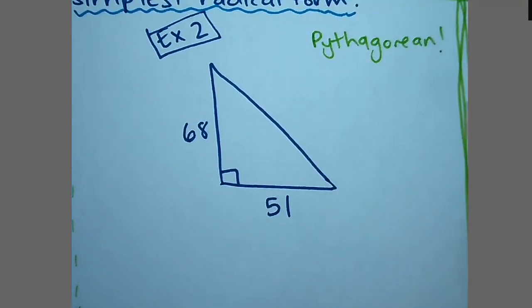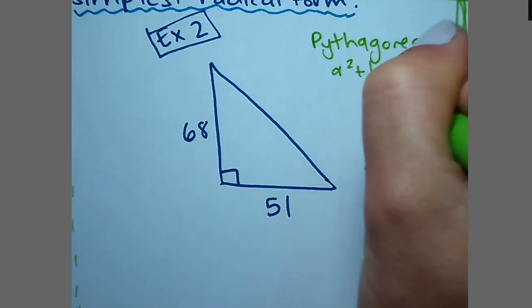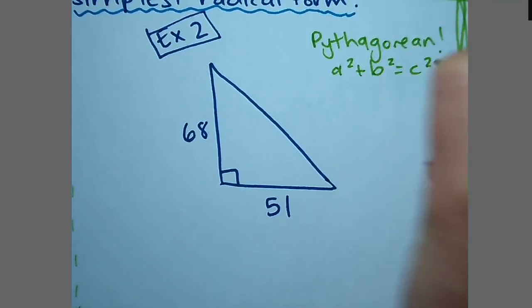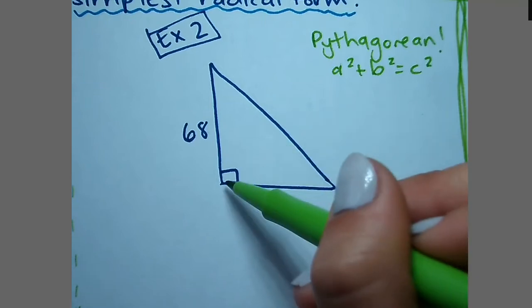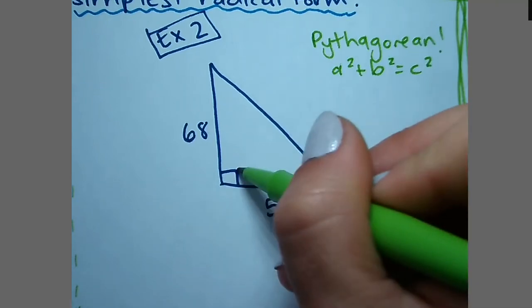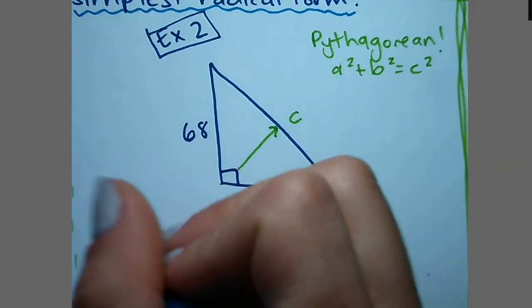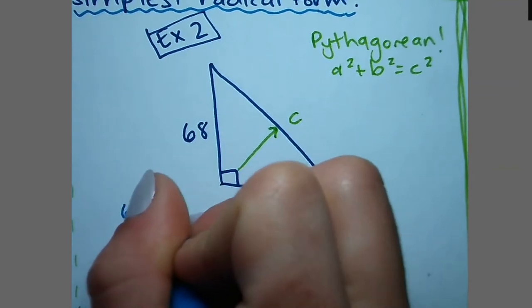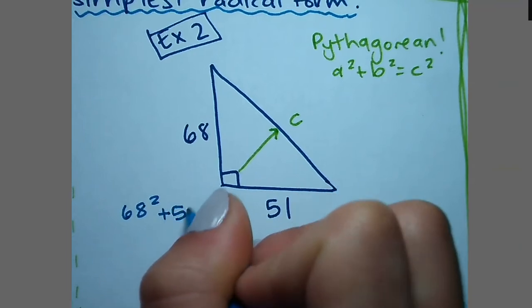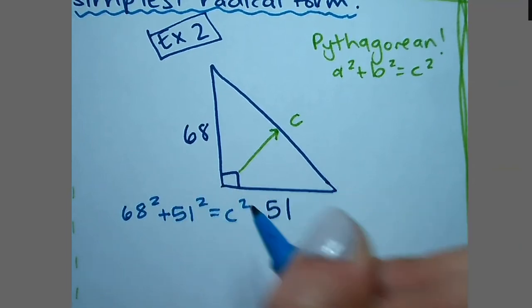All right, and again, that's a squared plus b squared equals c squared. And we can figure out what's our c by looking across from the right angle. So across from the right angle happens to be this side that we're looking for here. So we're going to call that one c. Okay, so now we can work this problem out. We're going to have 68 squared plus 51 squared equals c squared.